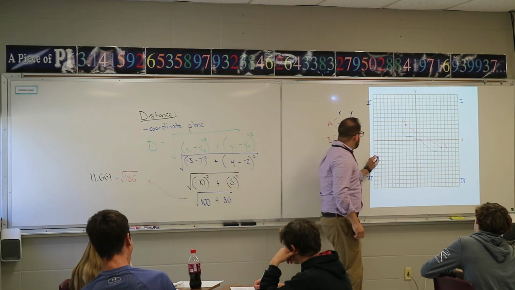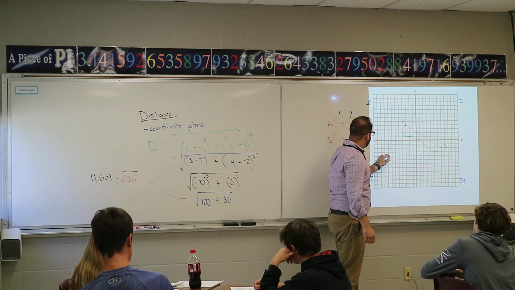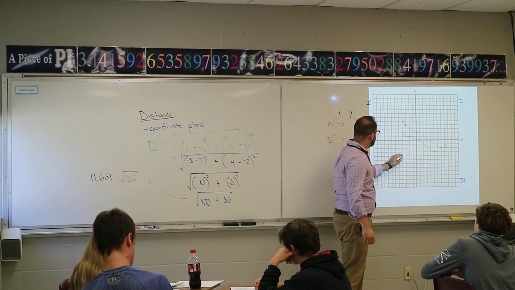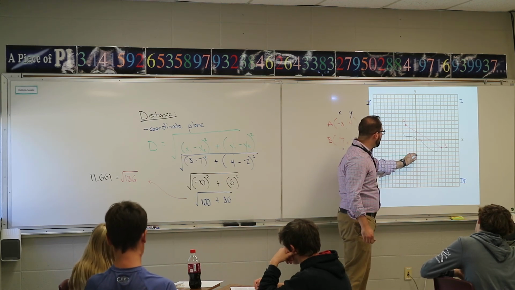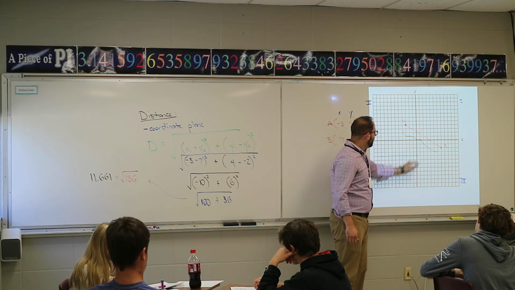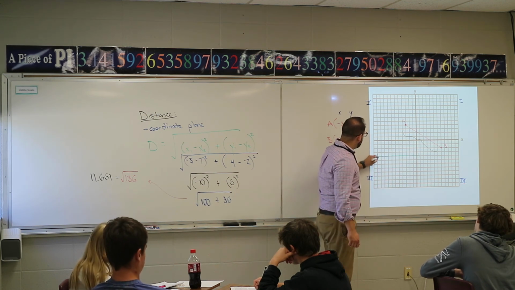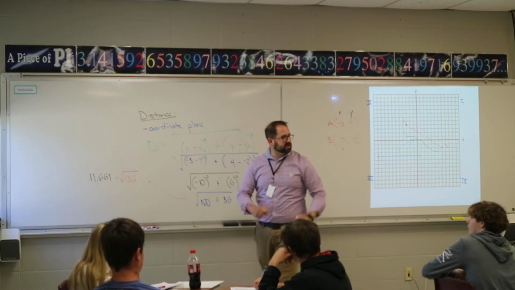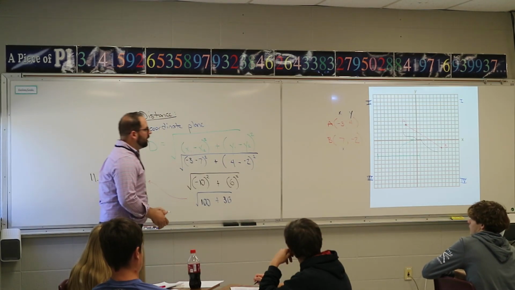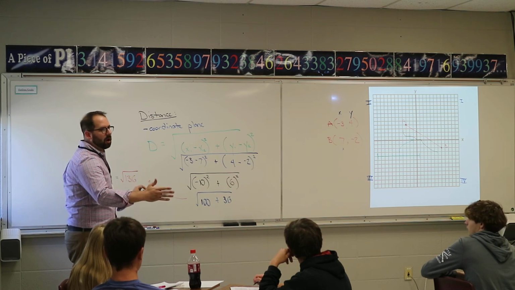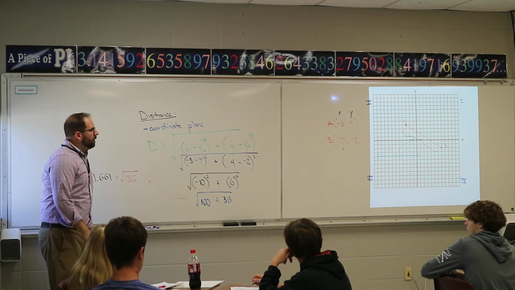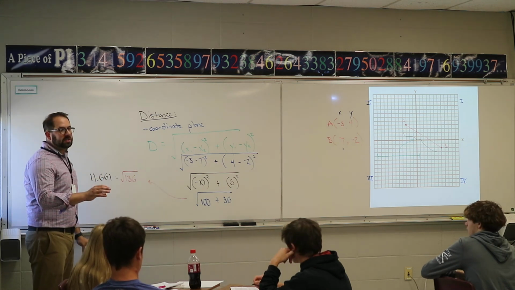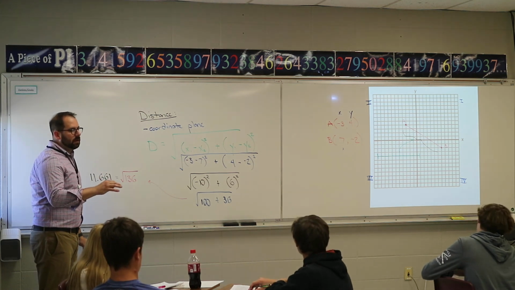It's going 1, 2, 3, 4, 5, 6, 7, 8, 9, 10, 11.6. So roughly about there to here. This distance is exactly that distance. That's what they're saying. That's what 11.6 means. It's 11.6 boxes long. Okay, questions on what the number means?